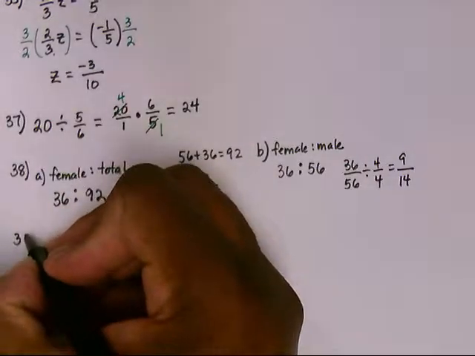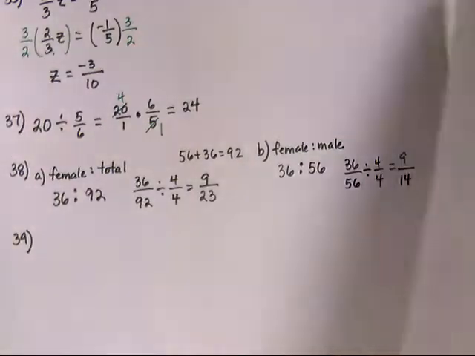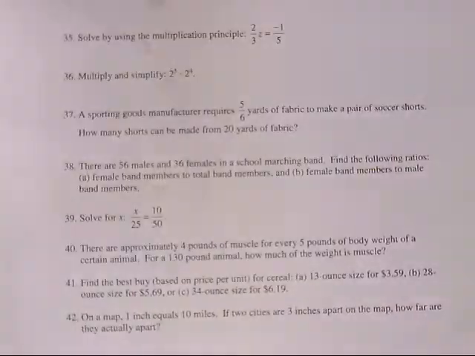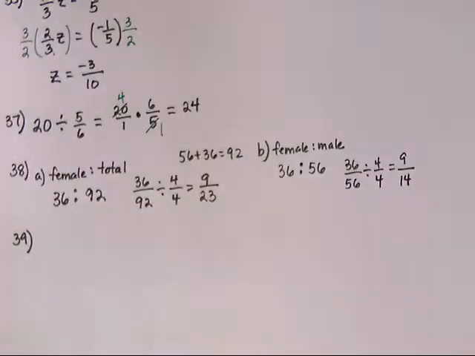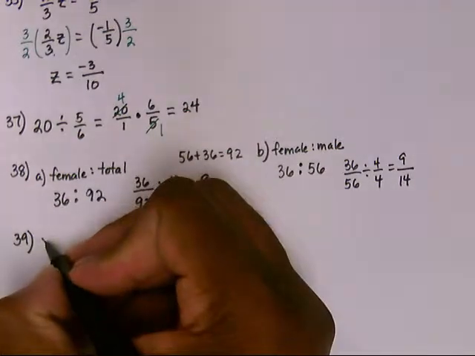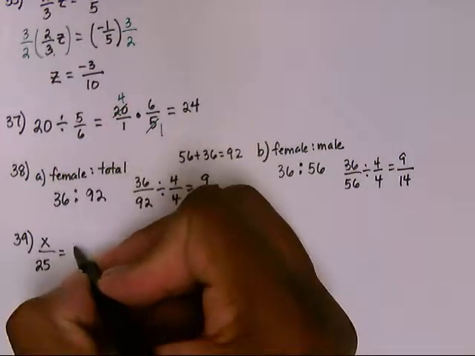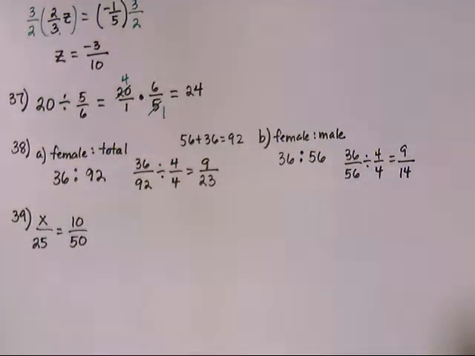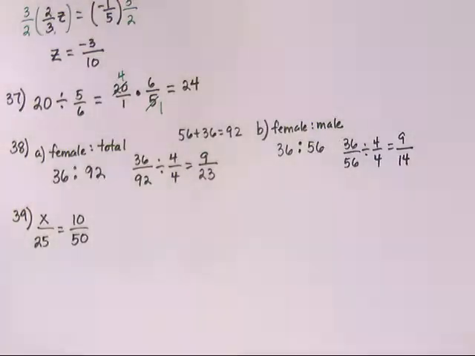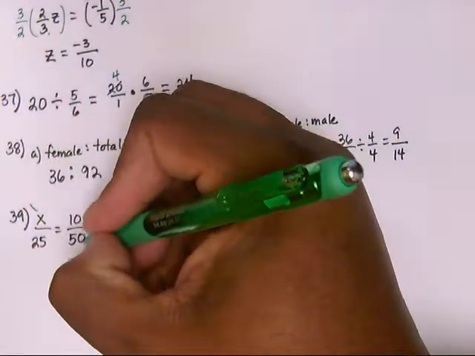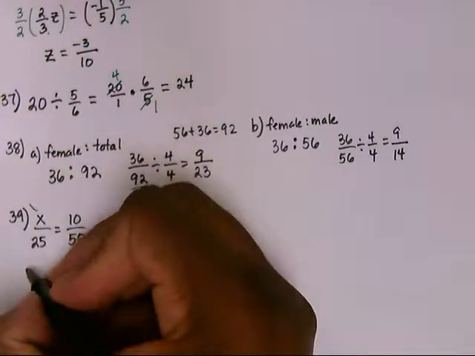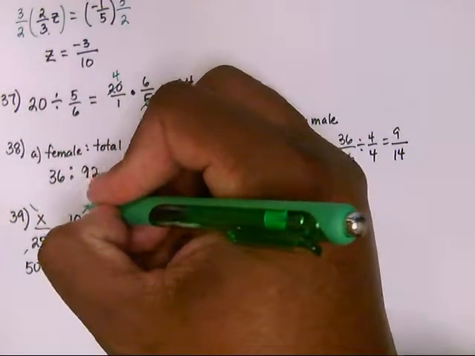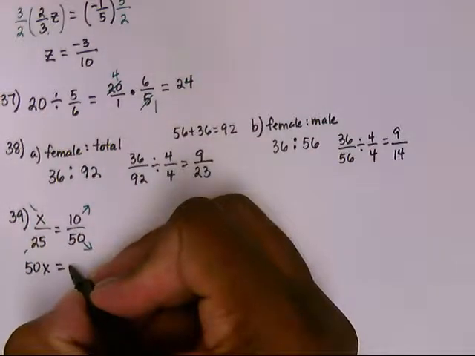Number 39. Solve for x. So here, this is just a proportion. X over 25 is equal to 10 over 50. So here we need to do cross multiplication for this particular problem. So if I do x times the 50, that's going to give me 50x equal 25 times 10. That will give me 250.